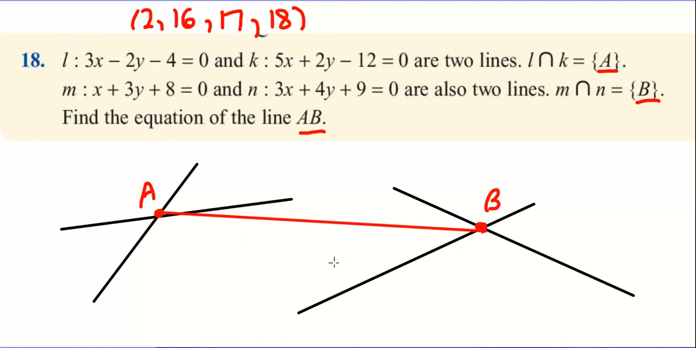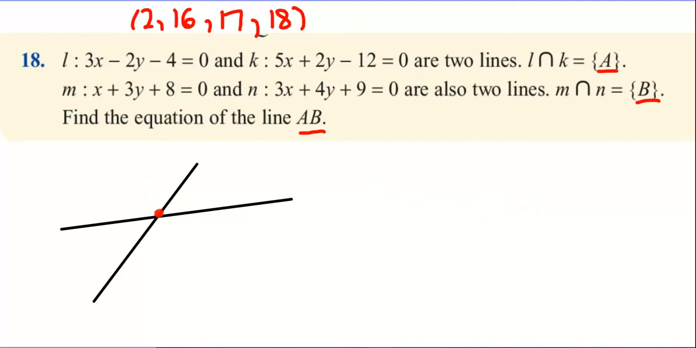Everybody cool with that? So we have to find out the location of A, the location of B, then we have to find the equation of the line for A and B. So it's a reasonably long question here, guys, so it's a good question as well. So let's get at it. Let's start off with the first one.